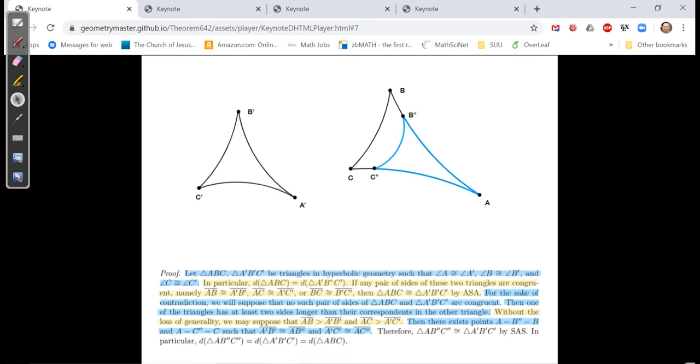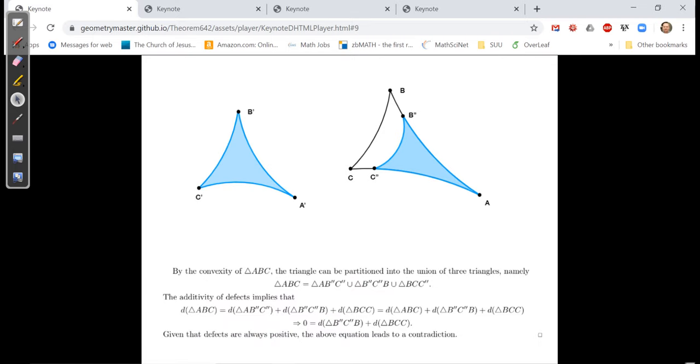Since angle A is congruent to angle A prime, we get that triangle A B double prime C double prime is congruent to A prime B prime C prime by side-angle-side. So those two triangles are congruent to each other. What we're going to do is dissect the larger triangle ABC using this congruent triangle that we found.